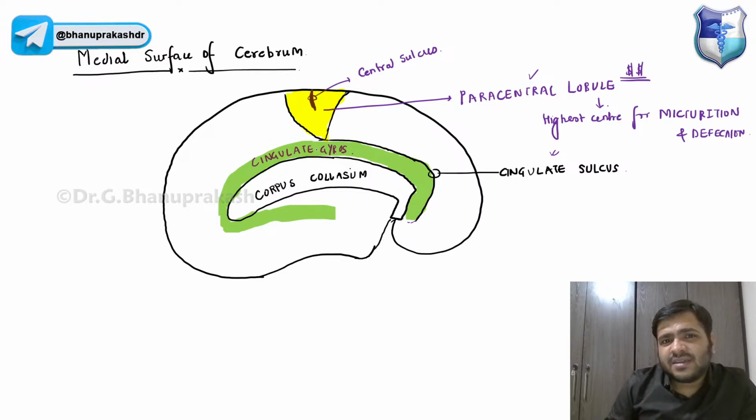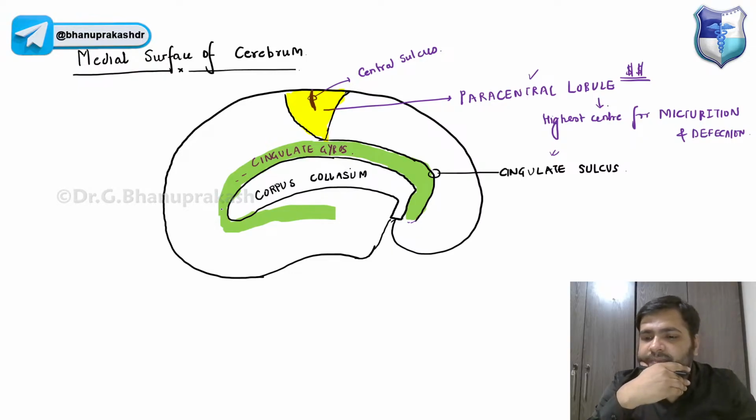Now, if you see the continuation of the cingulate gyrus, guys, on the posterior part, going behind, you can see there is a connection, okay? There is a connection, the isthmus, okay?